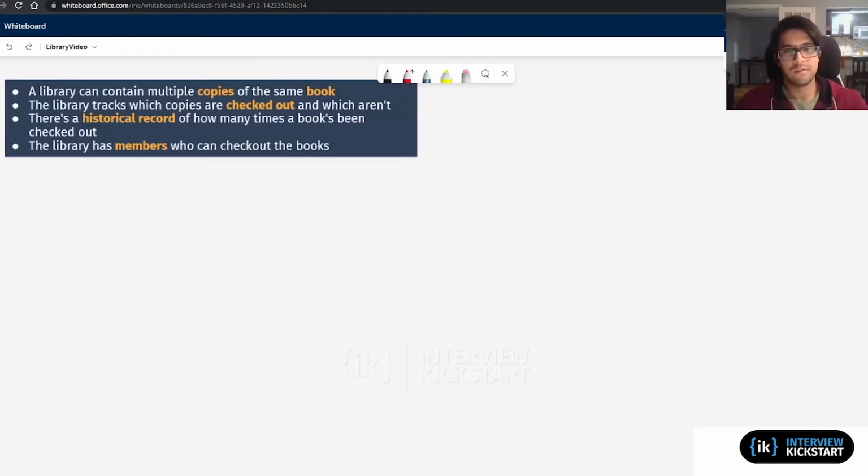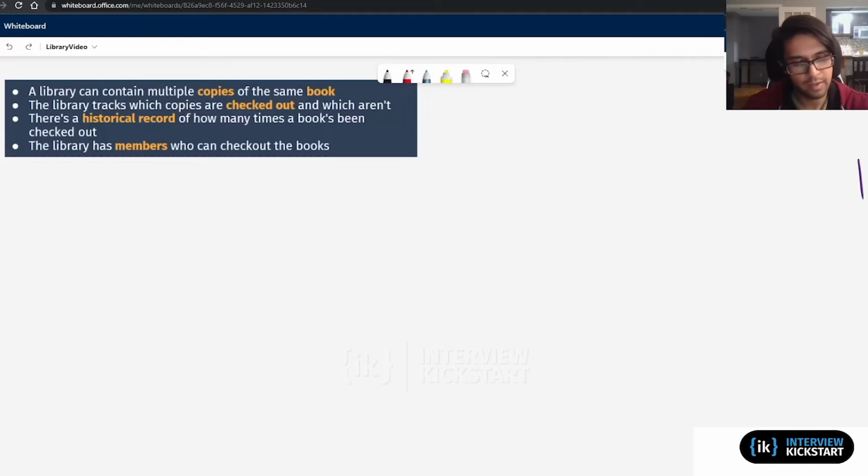Okay, so we'll basically start from the top down, right? It says library can contain multiple copies of the same book. Okay, so multiple copies of the same book. So it sounds like you're going to have a book. Remember, thinking ahead, we realize there's also going to be magazines. So instead of calling it a book, let's call it a product. So you're going to have a product that's either a book or a magazine, and then there's going to be multiple copies of it.